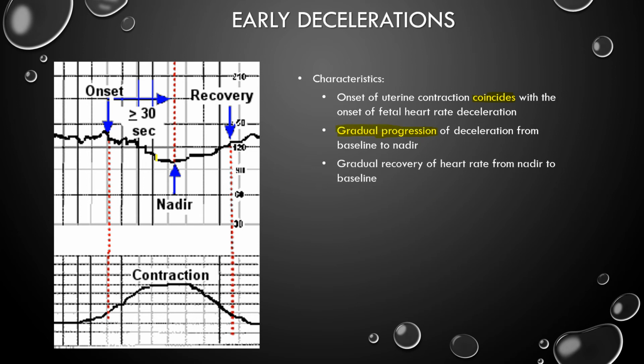You also have a gradual recovery. Notice that you drop down slowly and you recover slowly. That's another key early deceleration finding: gradual progression of deceleration and also gradual recovery. And like we said before, the nadir of the fetal heart rate deceleration is simultaneous and coincides with the peak contraction. Notice how the nadir here and the contraction here, the peak and the trough, are at the same point in time. Very key feature.